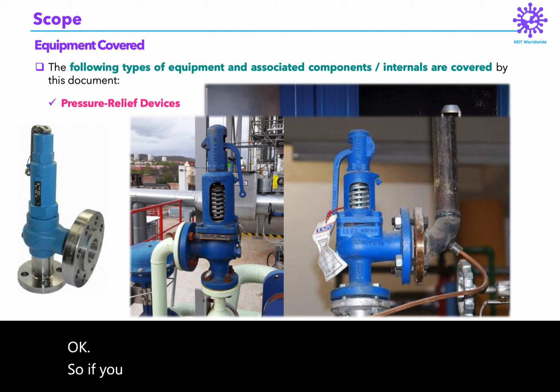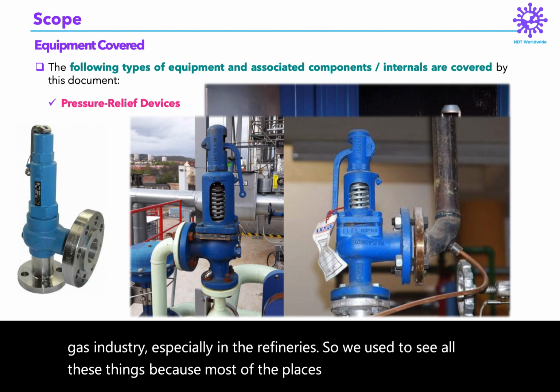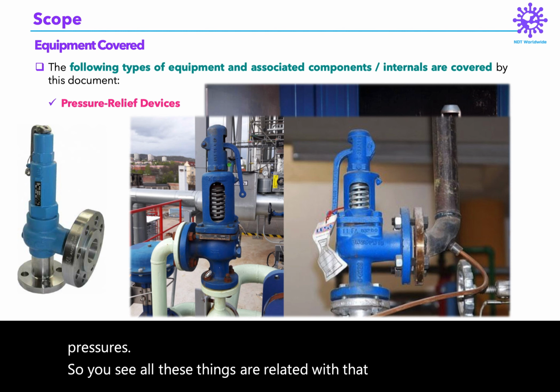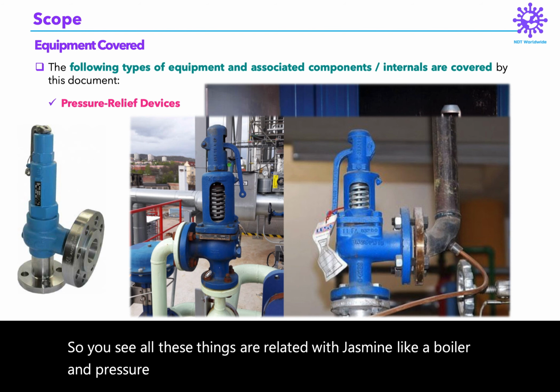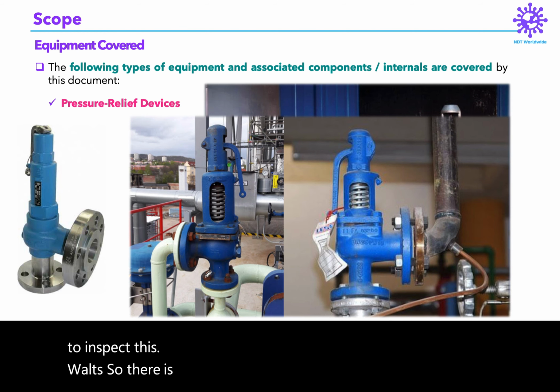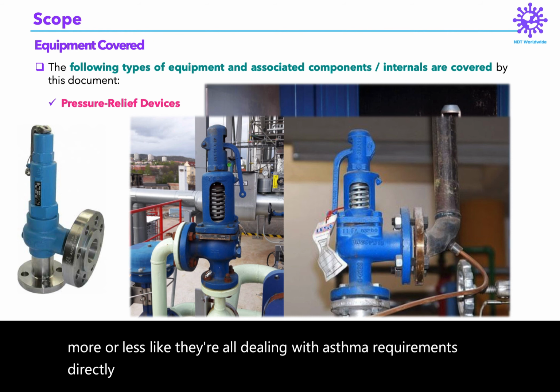If you notice clearly, these are all commonly seen in the oil and gas industry, especially in the refineries, because in most places we are maintaining very high pressures. You see all these things are related with ASME, the boiler and pressure vessel code, constructions, and ASME. Even if you want to inspect these walls, there is a document, PCC-1, ASME documents. So more or less they are all dealing with ASME requirements directly, because API is American and ASME is also American.